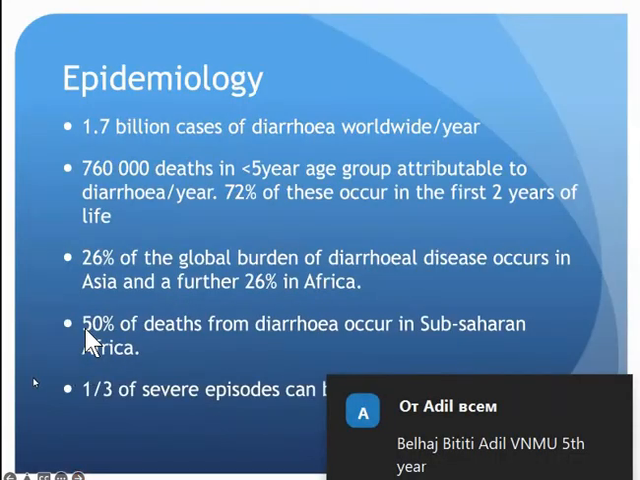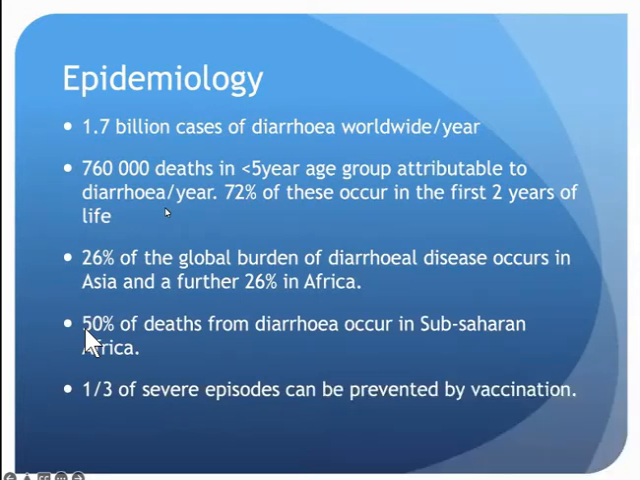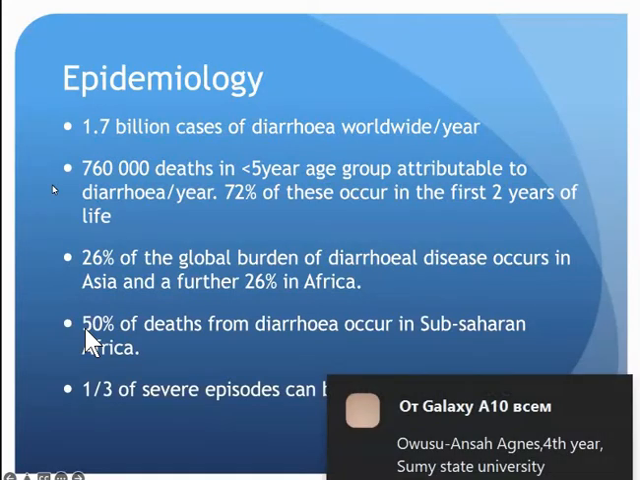So let's talk about epidemiology. Why is this important? It's important because there are close to 2 billion cases of diarrheal disease worldwide every year. Of those cases, there are 750,000 deaths, mainly in the under 5 age group. And of these 750,000, 500,000 are occurring in the first 2 years of life. So it's a hugely, hugely important subject.